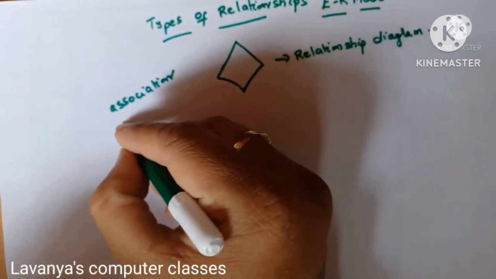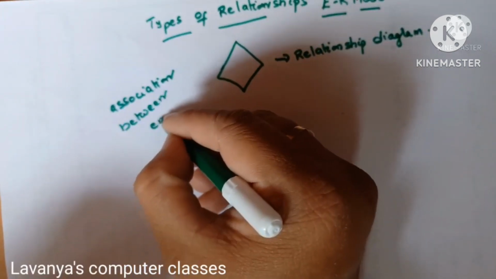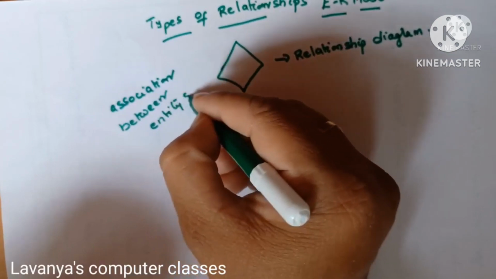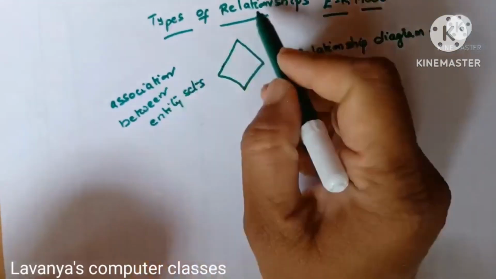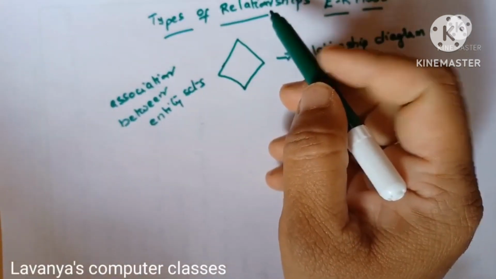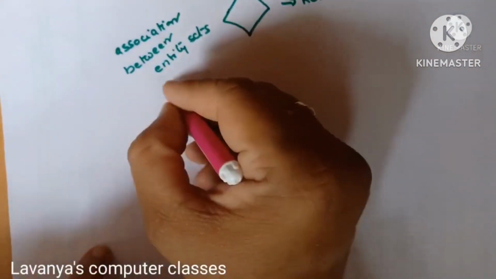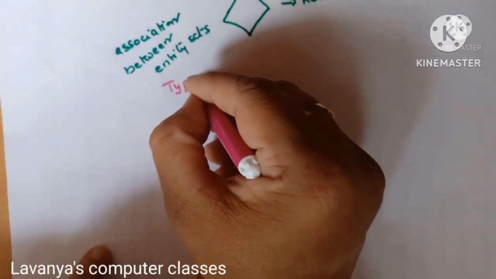Association or relation between entity sets is known as relationship. In the ER model, R means relationship. So how many relationships do we have? What are the types of relationships? There are 4 different types of relationships we have.